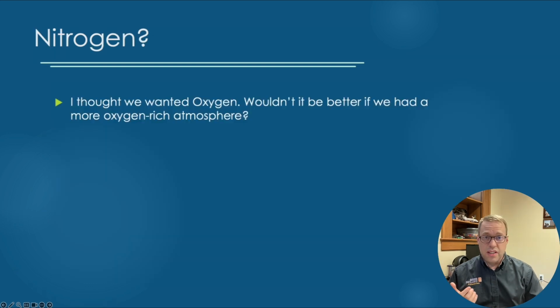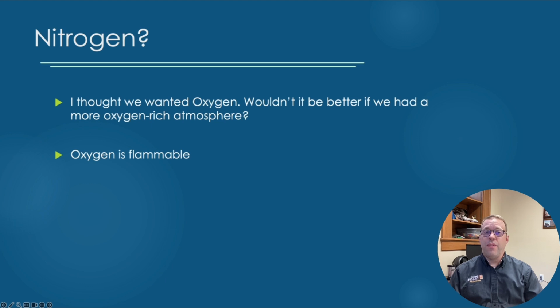Okay, now, one last thought. Nitrogen? I thought we wanted oxygen. Don't we want our atmosphere to be made of oxygen? That's what we need to live. Well, that would also pose a huge problem if we had an oxygen-rich atmosphere, because oxygen is flammable. If you just have one spark in an oxygen-rich atmosphere, the atmosphere would ignite and you would have no more atmosphere. Okay? So honestly, the nitrogen that we have is very stable. It's very good that 78% of our atmosphere is made of nitrogen.